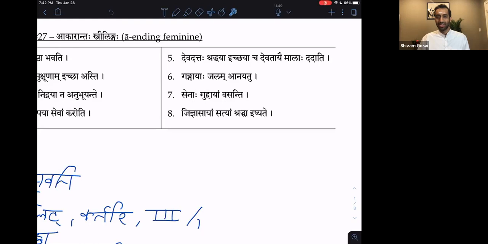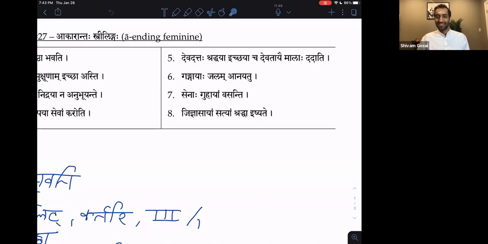So Devadatta gives the mala. Gives the mala to who? Devatayai. So this is Devata Shabda. A Karanta, Strilinga, A ending feminine. This is Chaturthi Vibhakti, Ekavachanam 4-1. Vibhakti Artaha is Sampradane Chaturthi, fourth case in the sense of recipient.